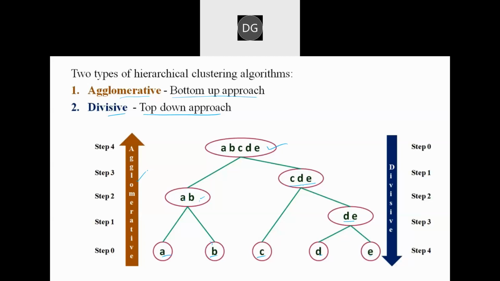If I do the reverse process, first I take all the points as one cluster, and from that I split it into two halves, AB in one half and CDE in the other half. Then from CDE I check which are very far from each other and split it into two halves again, C and DE. Again DE I split into D and E, and AB into A and B. Those are the steps of divisive. This is agglomerative.